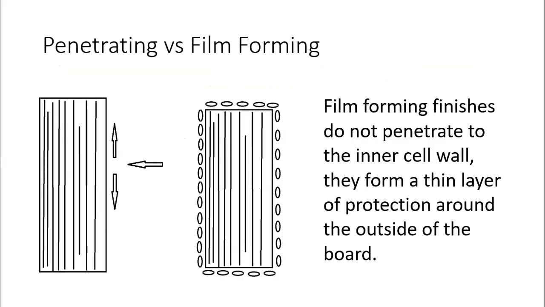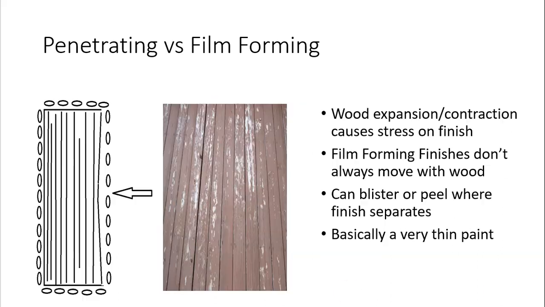All right. Film forming finishes do not penetrate into the cell wall at all. They form a very thin wall around the wood. This is where Mark Navy was talking about a very thin paint. All right. Since they don't penetrate, when wood expands and contracts, it doesn't always expand and contract in an even way. Okay, sometimes at a very small level, the wood is going to do this little angle, and the film forming finish is going to move away from the wood right here. This is where you see blistering, peeling, separations. Okay, this is where being a very thin paint is a problem. All right.